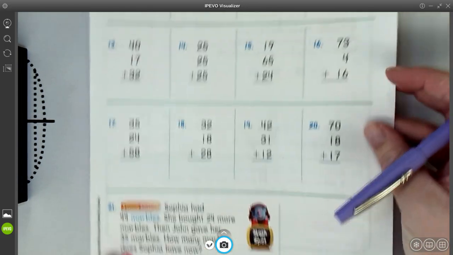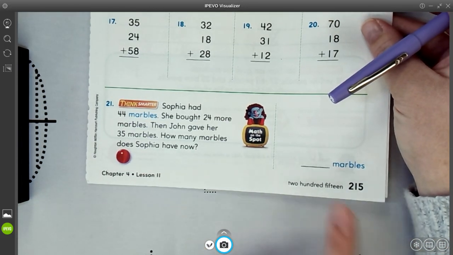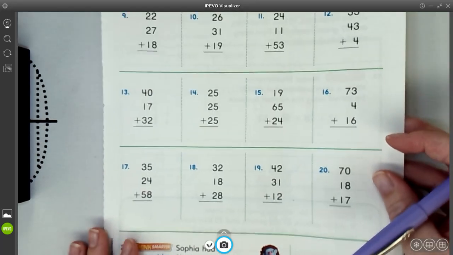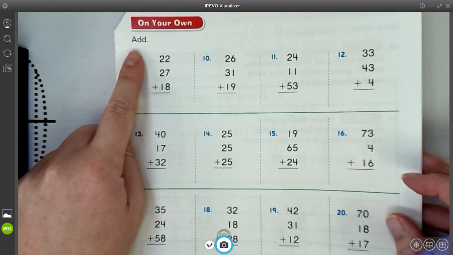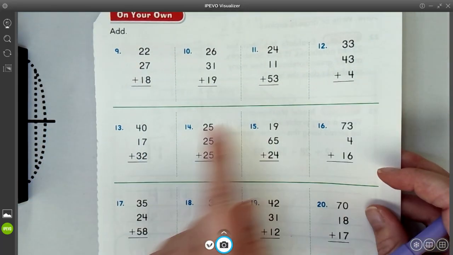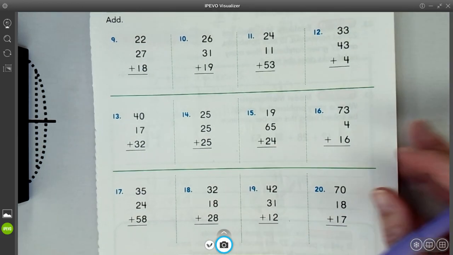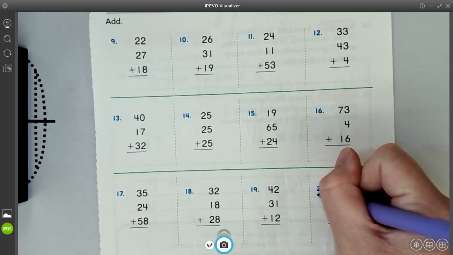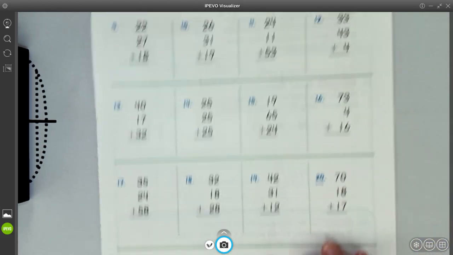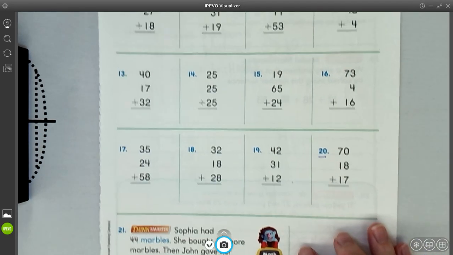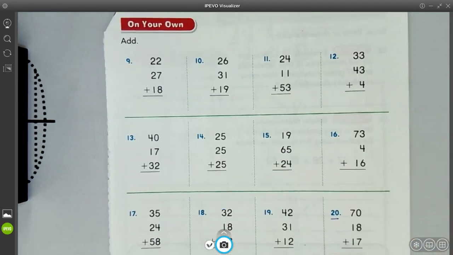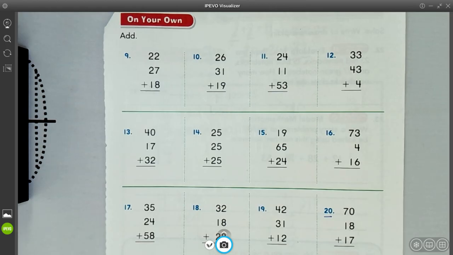All right, now we are on page 215. Whoops, 215. Go ahead and try the on your own section, add. So you're going to do this whole row, this one, and this one. So stop once you finish number 20, and then we'll do our math on the spot with Jeannie. It's a really silly one. Okay, press play when you're ready.